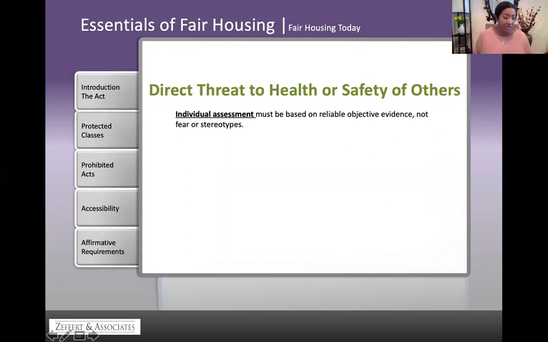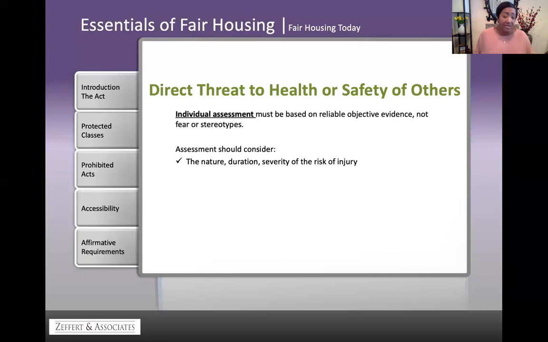Page number 13: when determining whether an applicant or tenant poses a direct threat, the determination must depend on an individualized assessment that is based on reliable objective evidence. Here's an example: current conduct or recent history of overt acts. So think of housing, think of going through the application process, and approving an applicant for housing and possibly having to make a reasonable accommodation.